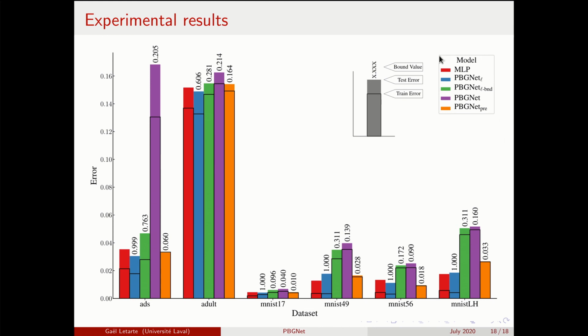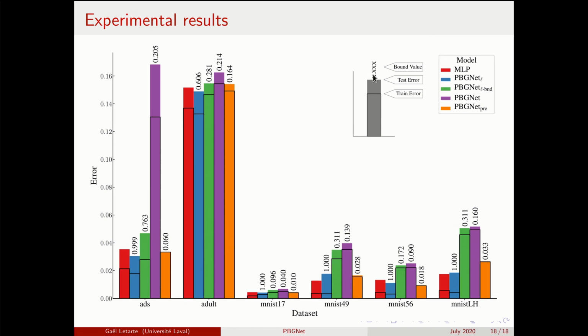Finally, let's quickly look at some experimental results on 6 binary classification datasets. We compare different models from the MLP, which is a baseline network with tanh activation, to 4 variants of our approach, PBGNet, that stands for PAC-Bayesian Binary Gradient Network. Without going into details, from the upper PAC-Bayesian model in blue to the one at the bottom in orange, the more and more the PAC-Bayesian bound is used in the learning process. For each model on each dataset, the colored bar displays the test error, while the black outline bar is for the train error, and the bound value sits on top for PAC-Bayesian models.